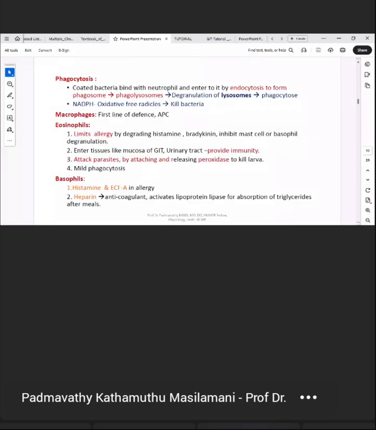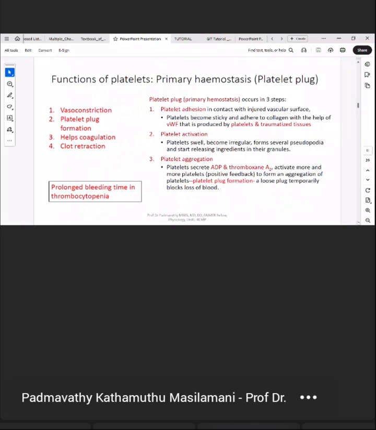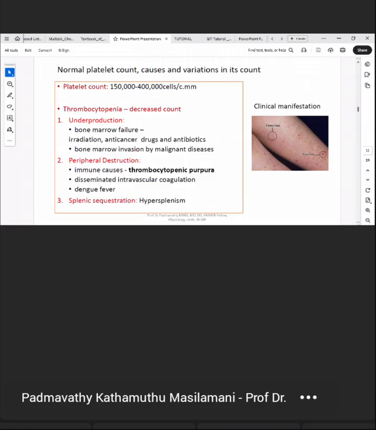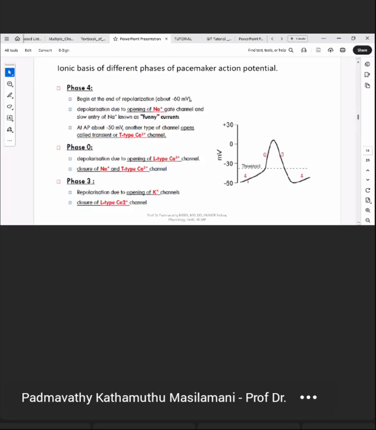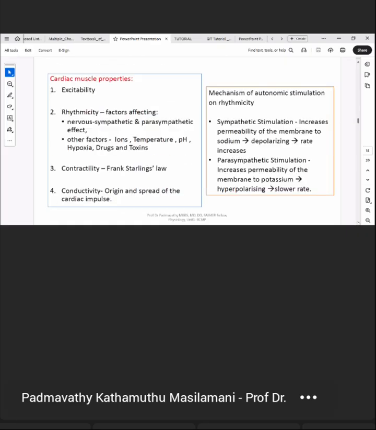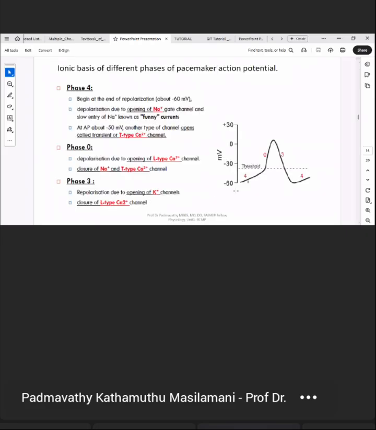Okay, so the WBCs, different types of WBCs, and platelets or hemostasis, and different phases of myocardium. Okay, I think we asked that in OSPE already. So for cardiac muscle, the pacemaker potential is different from the cardiac muscle potential, because the cardiac muscle potential will have the plateau and this one doesn't have any plateau.